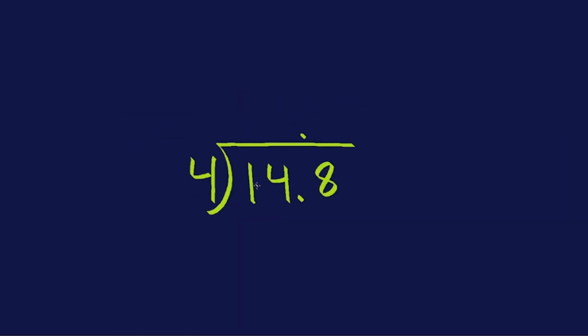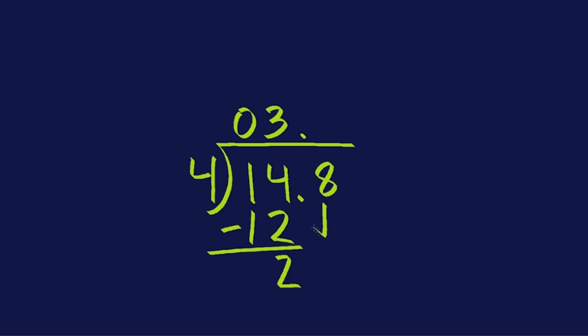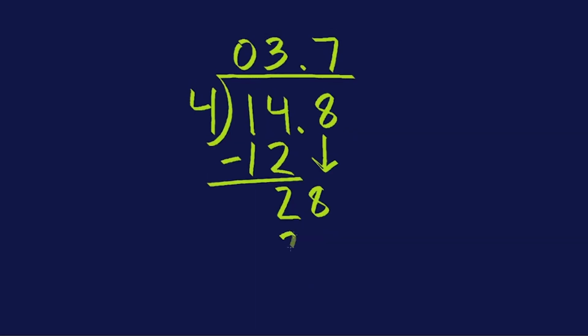Here we go. 4 fitting into 1 doesn't happen. So 4 fitting into 14 happens 3 times. And 4 times 3 is 12. All right, we subtract it and we get 2 left. I've already put my decimal in the answer spot, so I'm feeling good about that. Now I can bring this 8 down to continue the division. 4 going into 28 is 7 times. And 4 times 7 is 28. And that leaves me with no remainder.